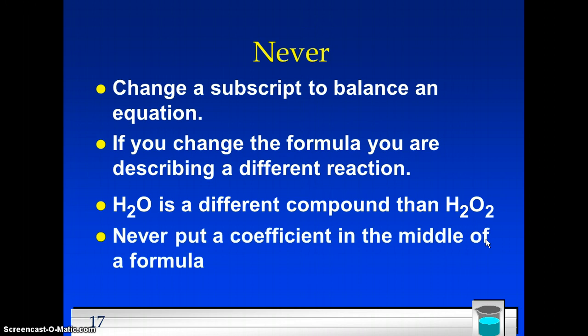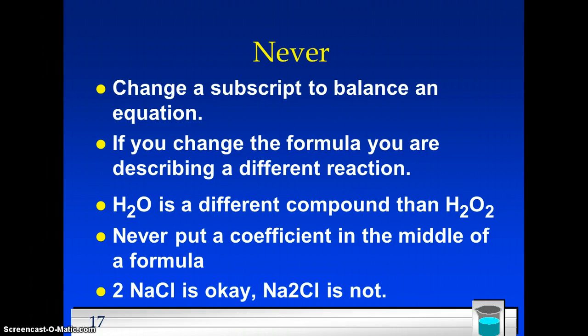And also, we never put a coefficient or a number in the middle of a formula. We can put a 2 out front of our NaCl, that's okay. But putting a 2 in the middle, we're not going to do that, because now that's not even anything. That's just a random 2 in the middle of a formula. So these are things we do not want to do when trying to balance an equation.